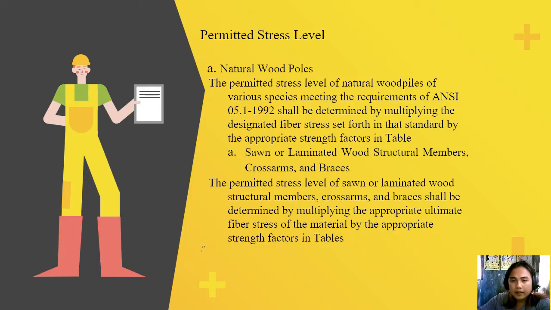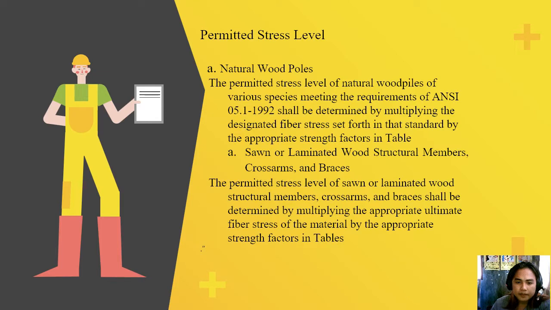Okay, so permitted stress level for natural wood poles. The permitted stress level of natural wood poles of various species meeting the requirements of ANSI O5.1-1992 shall be determined by multiplying the designated fiber stress set forth in the standard by the appropriate strength factors in the table.